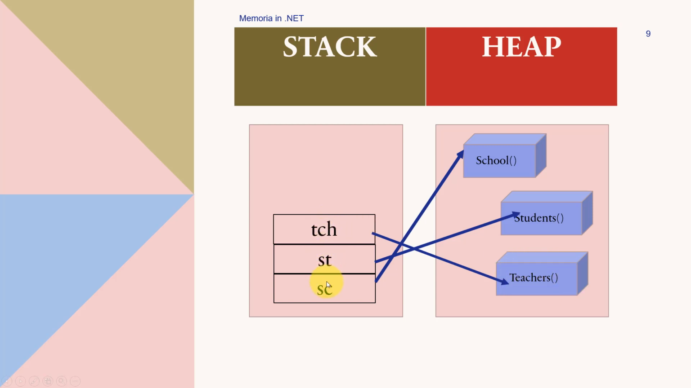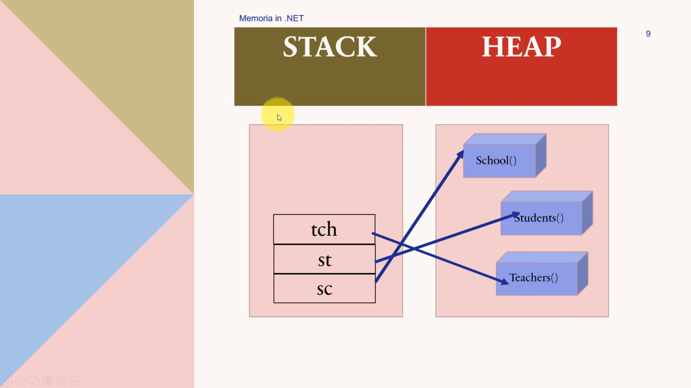These are reference variables. The reference variables are stored in stack. They are referencing the objects. When we create an instance, we have to declare a reference variable which will reference the object itself. Here, this variable references this object school. Another reference variable references this object students, and this variable references this object teachers.